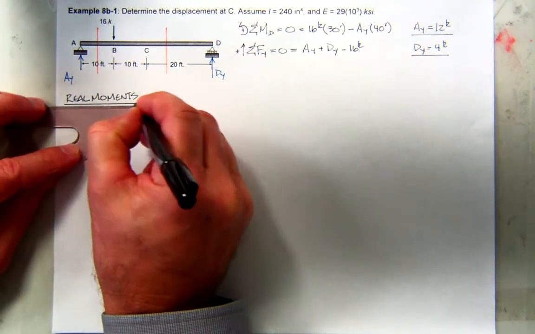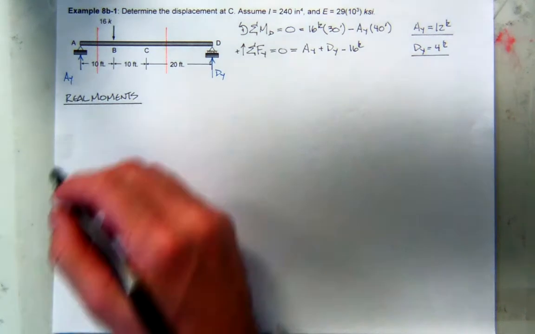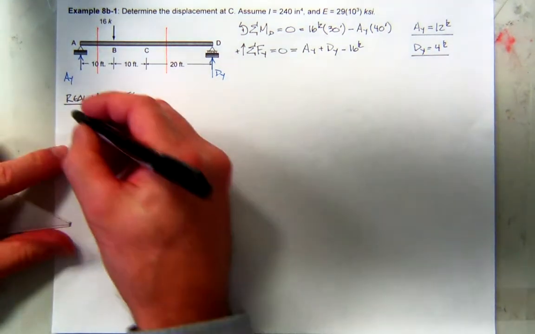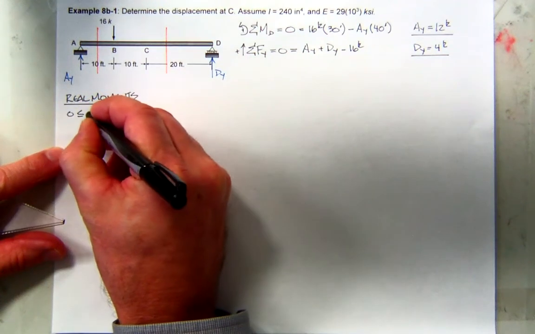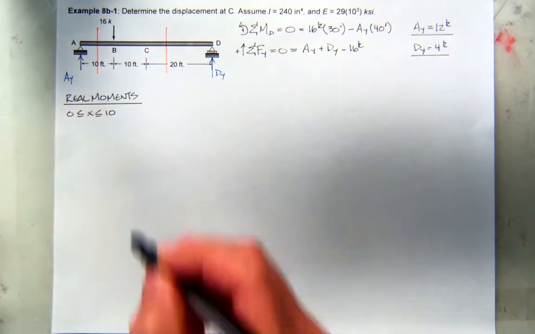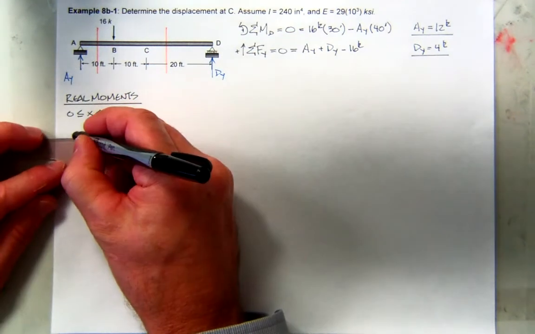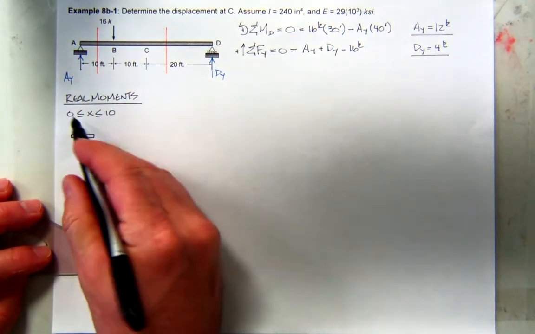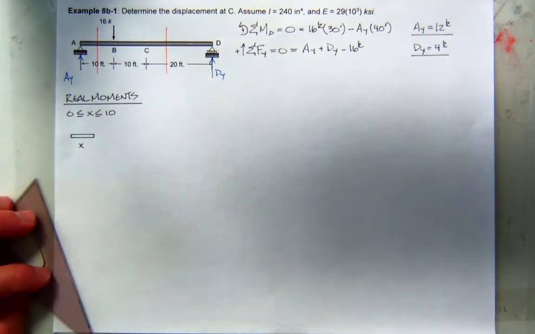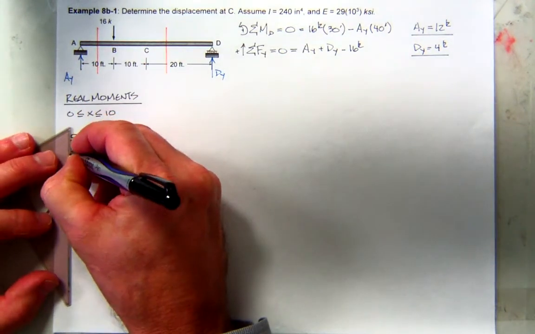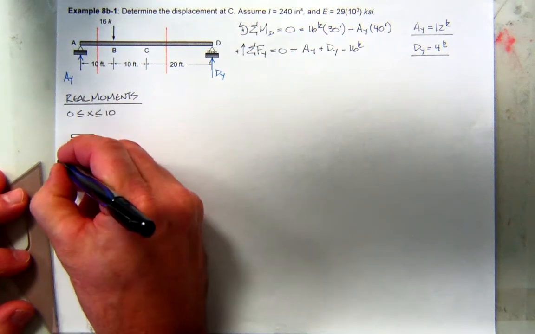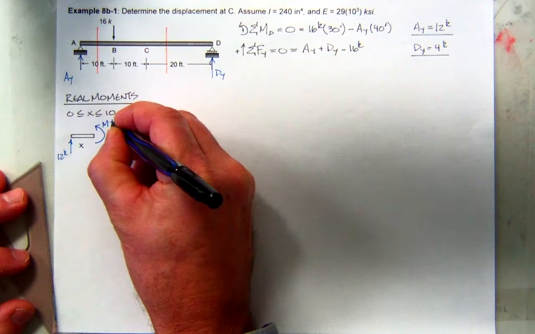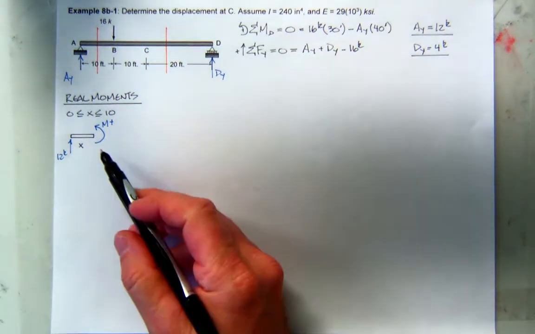Okay? So the first thing I'll do is I'll call this the real moments. So I want to find the real moment equations in this structure. So the first one will be valid just from A to B, which is, in our case, between 0 and 10. And when I cut my structure there, there's my little piece X between 0 and 10. And on the left edge is my AY reaction, which we've already found to be 12 kips. And then internally, all I'm looking for is the bending moment. As you can see, I assumed it's positive.